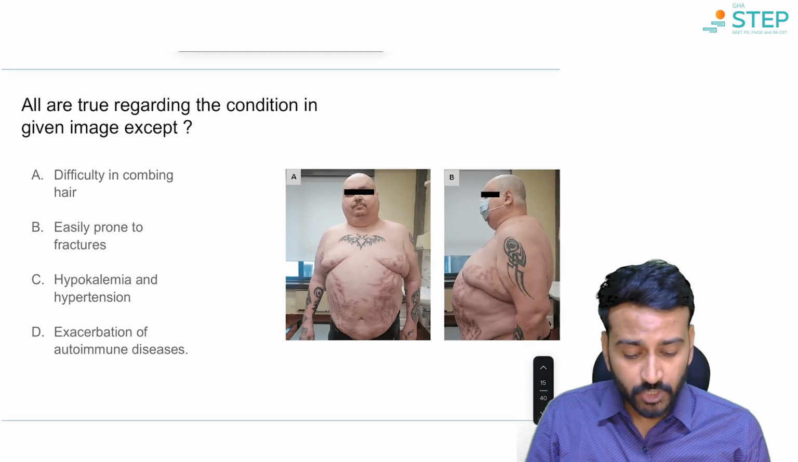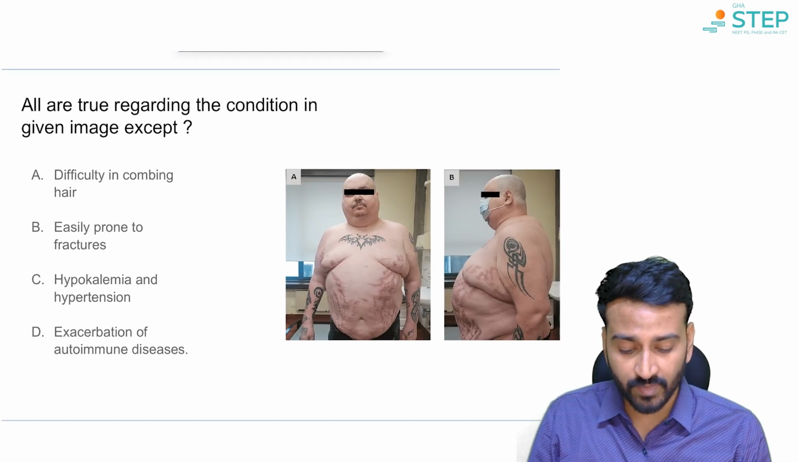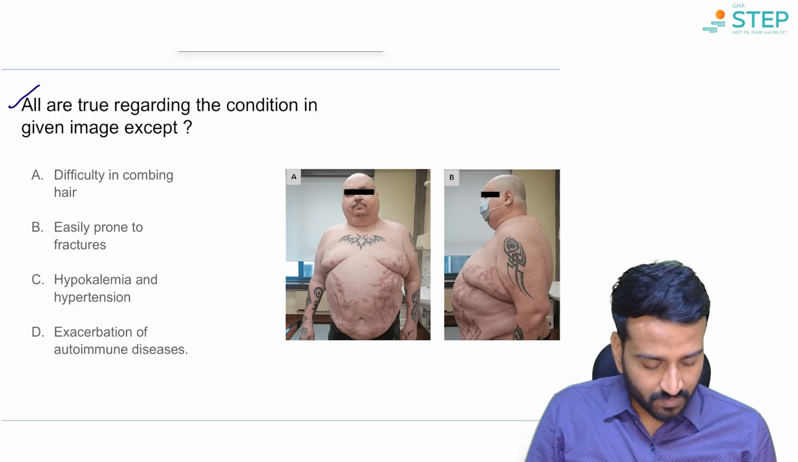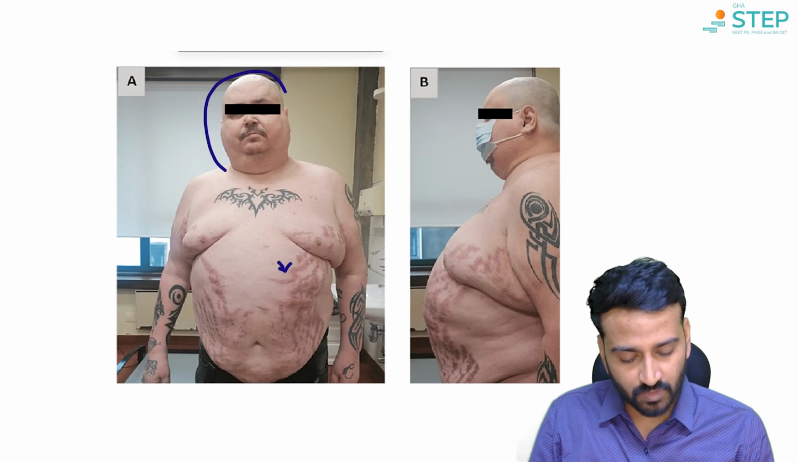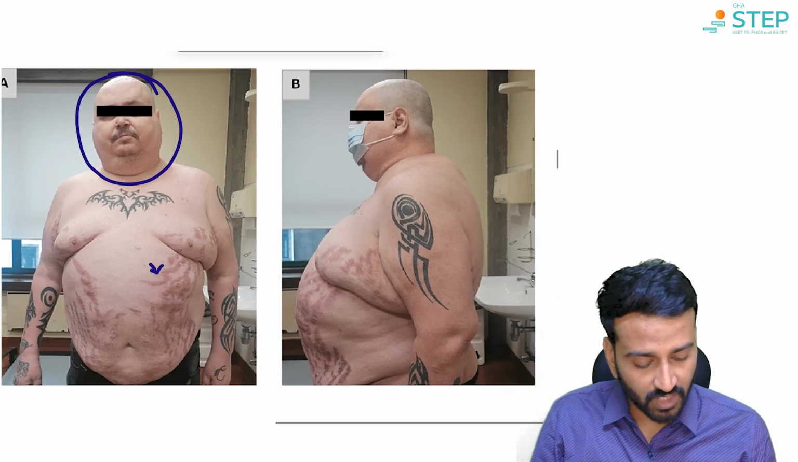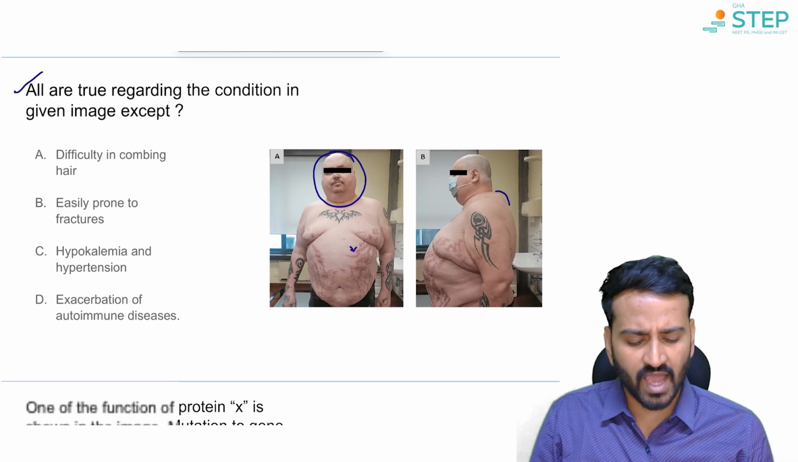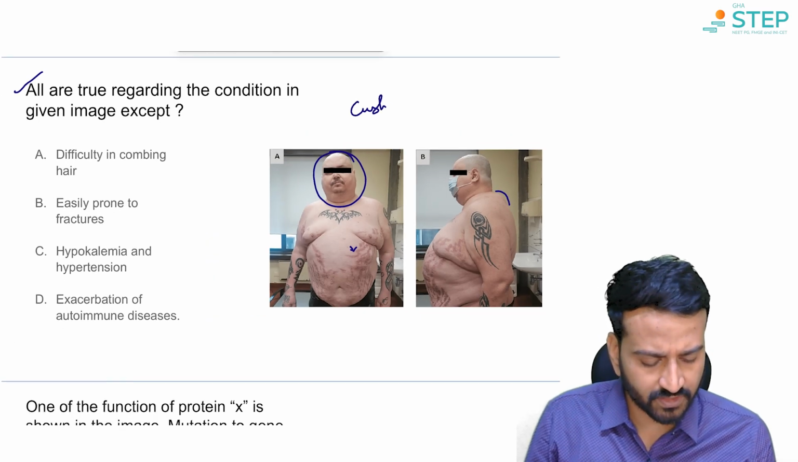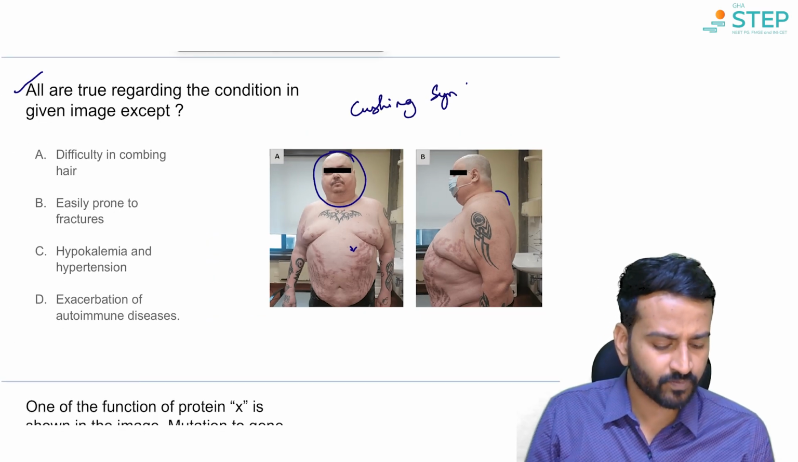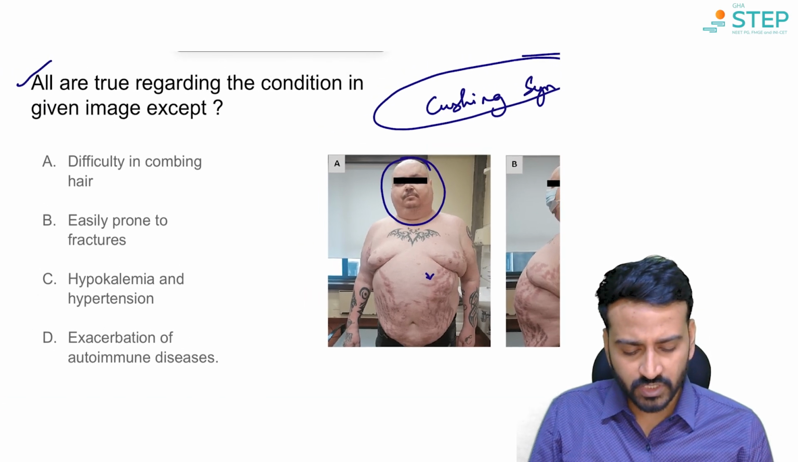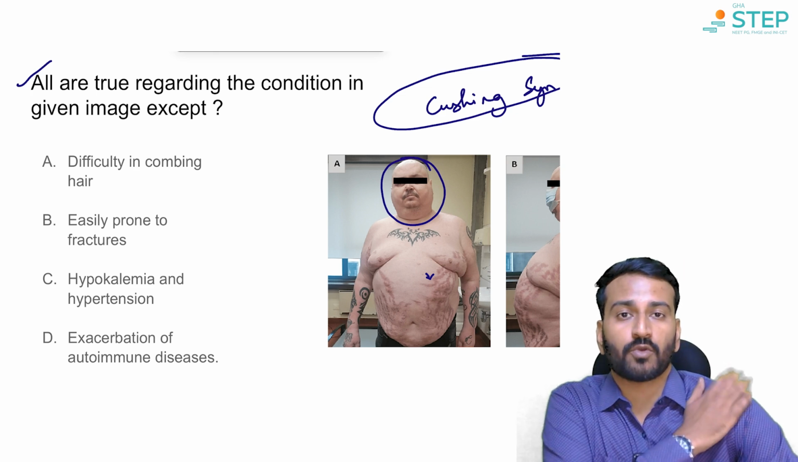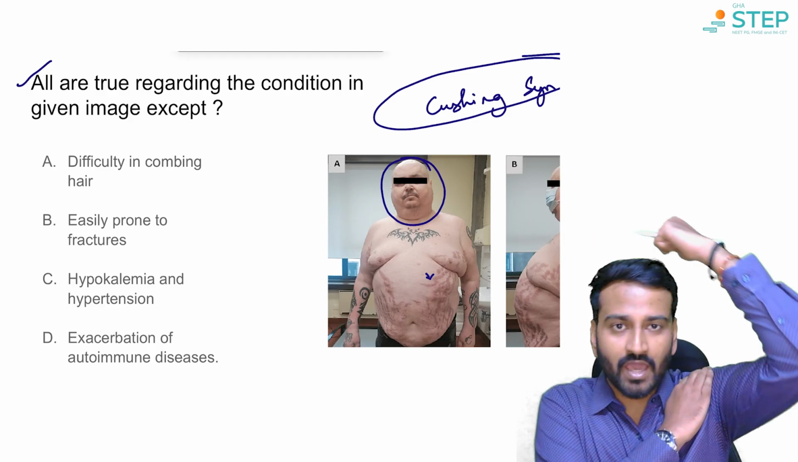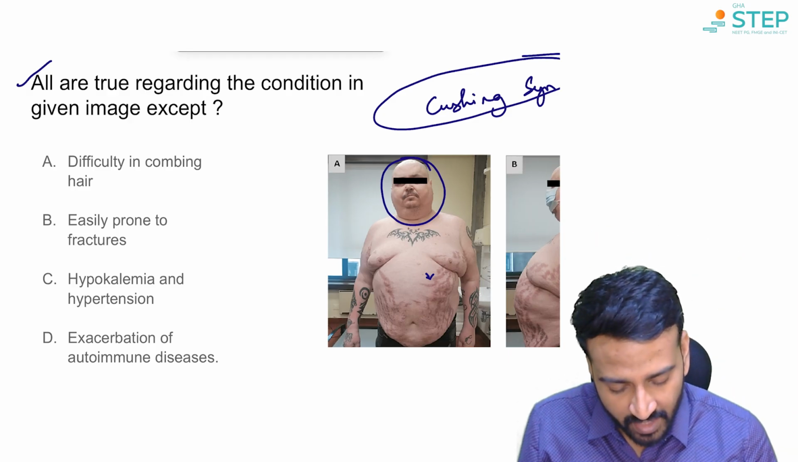Moving ahead. All are true regarding the condition in the given image except. See, very simple. As you see this guy, we all see the striae, right? We see the moon face and we see the buffalo hump. It's classical of Cushing's syndrome. In Cushing's syndrome, difficulty in combing hair is a symptom elicited when evaluating proximal myopathy. The proximal muscles are used for combing hair. So, difficulty in combing hair will be there.